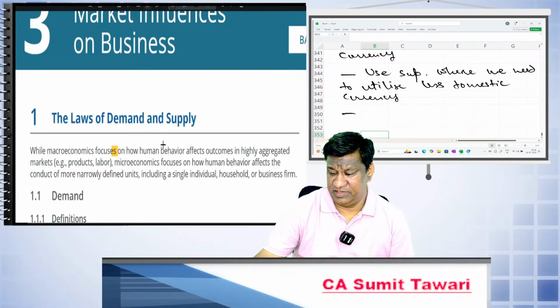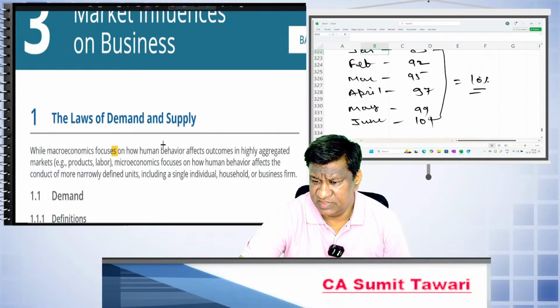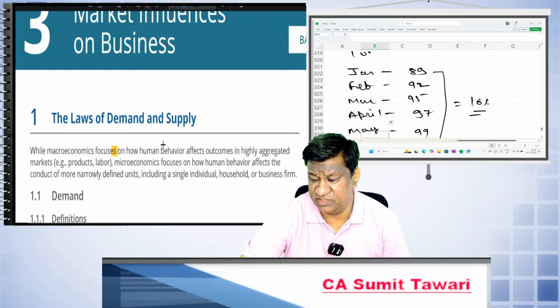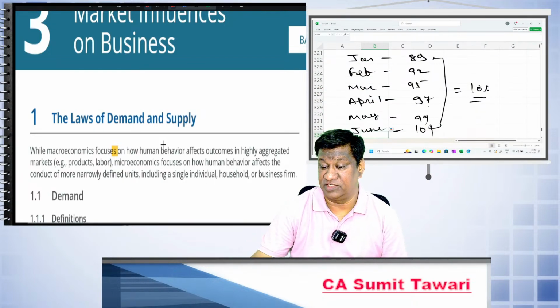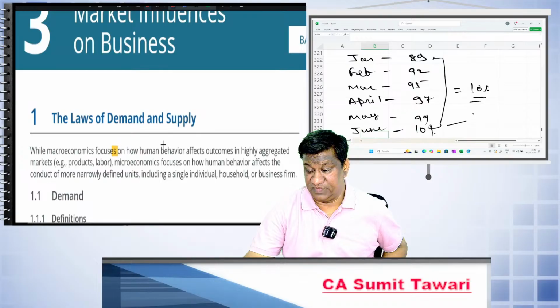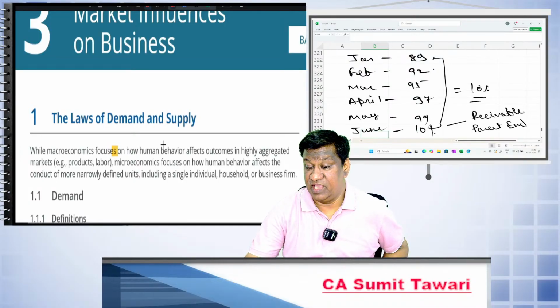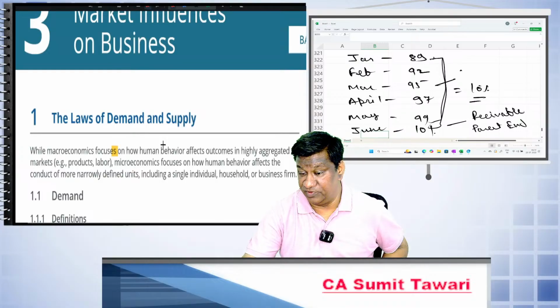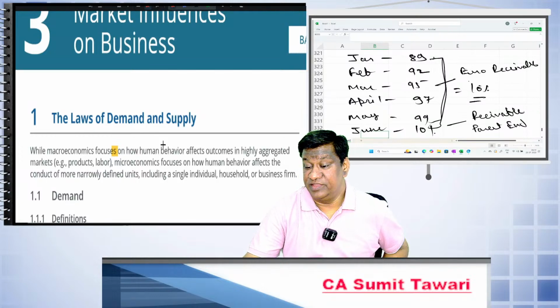Like, say, in this situation also you can think, the European exchange rate comes from 89 to 101. But if we have a parallel receivable at the parent end, whatever the European euro receivable may be, they can apply it against the payable of the Indian subsidiary.